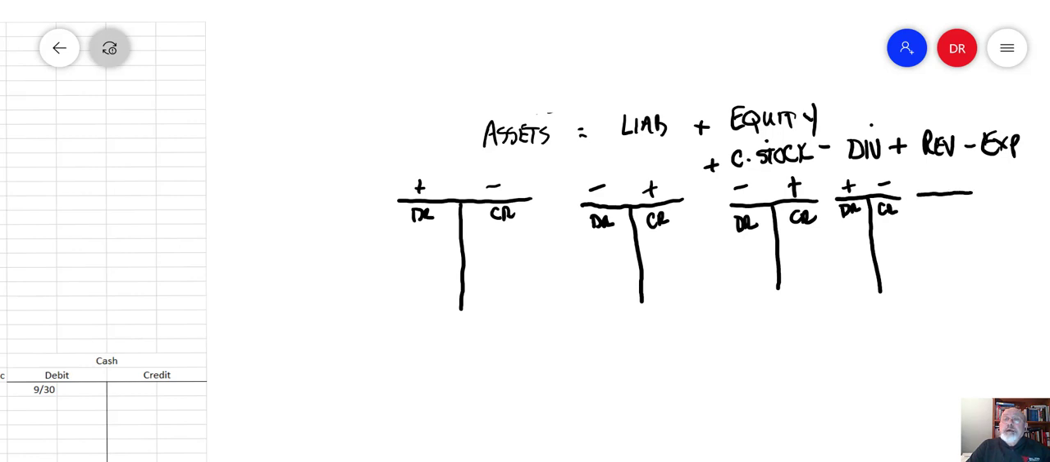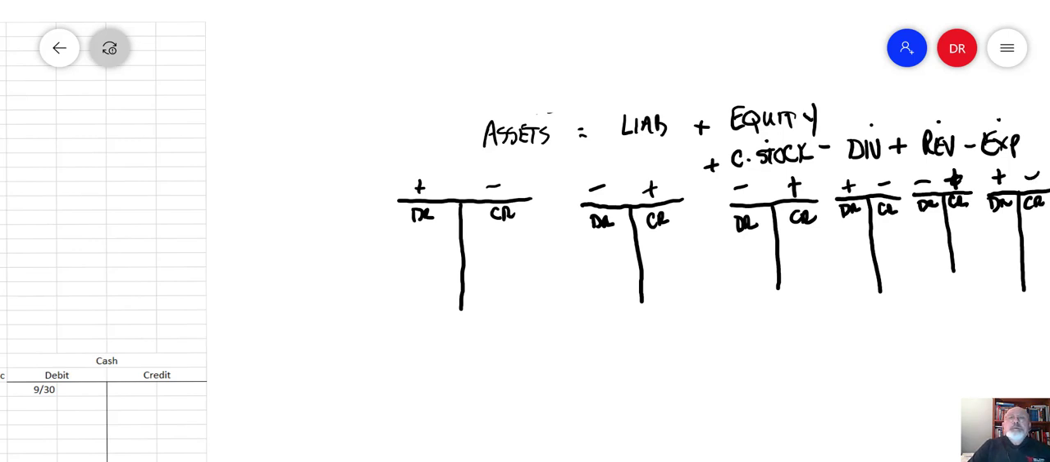Revenues are just like liabilities and stock, where a debit is a decrease and a credit is an increase. And finally, expenses, which are the opposite to revenue. Revenue and expenses are opposites. So we have a debit here is an increase and a credit here is a decrease.